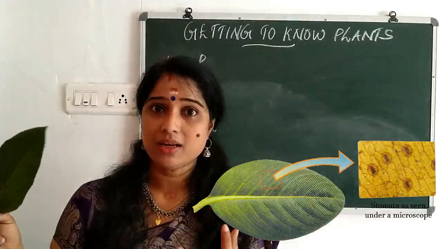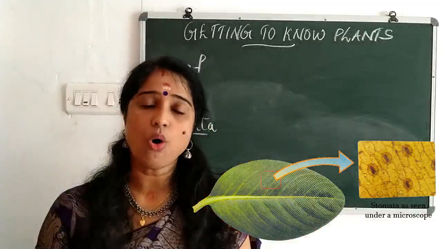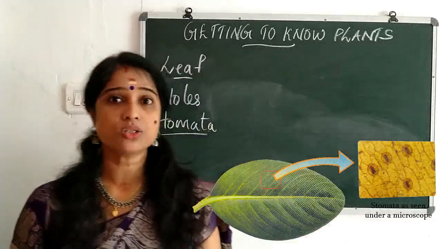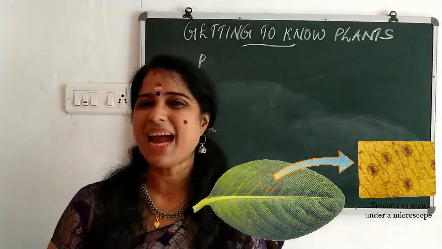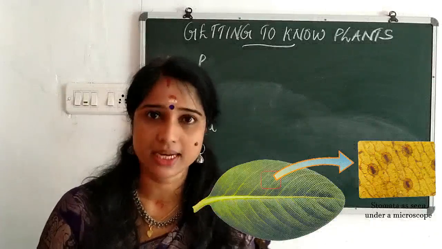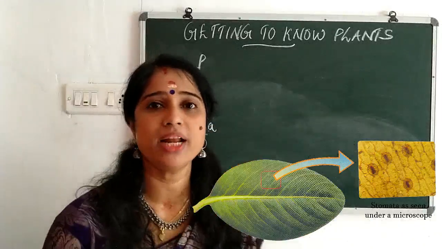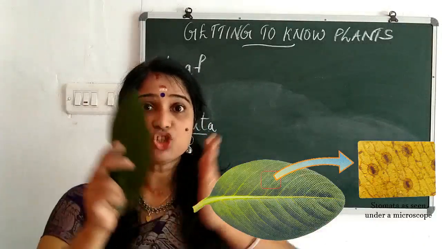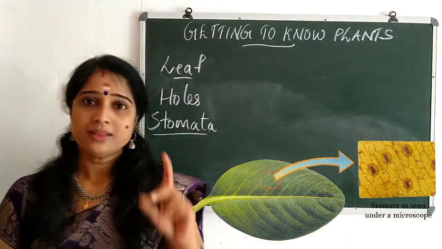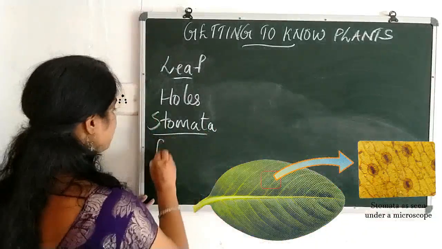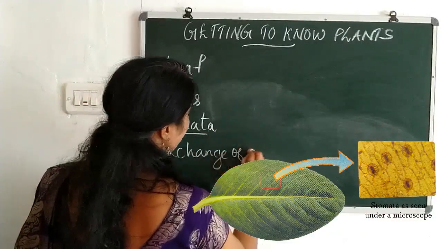As we all know, all living organisms need oxygen for respiration. And for the preparation of food, these plants need what? Carbon dioxide. So this gaseous exchange takes place through the small openings known as the stomata. The stomata will be opened to allow the gas to enter. That is the exchange of gases. The first function of stomata is the exchange of gases.